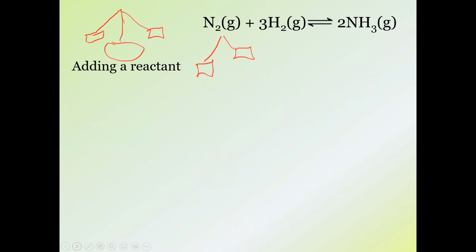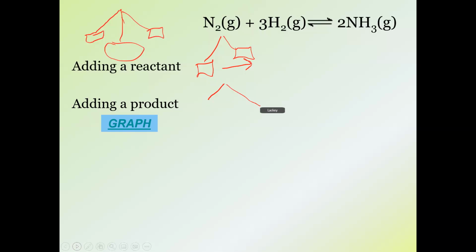So in order to reestablish equilibrium, we would have to shift towards the product side. So we would have to add more of the product in order to rebalance the two parts of that scale. Same kind of thing if we added a product. If we put too much on the product side, there needs to be more on the reactant side to balance them out, so it will shift to the left and make more reactant to balance out.